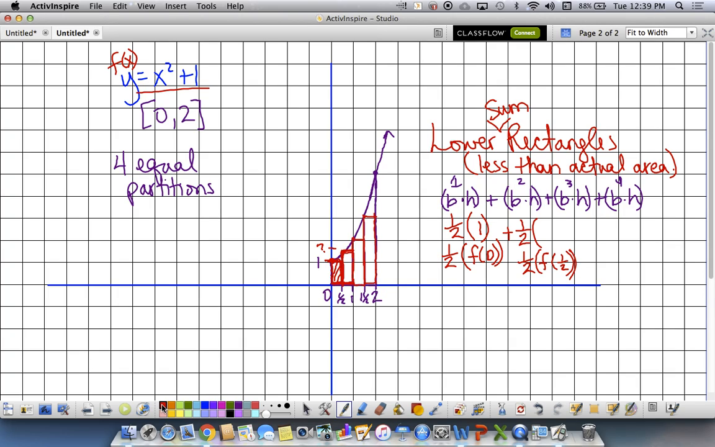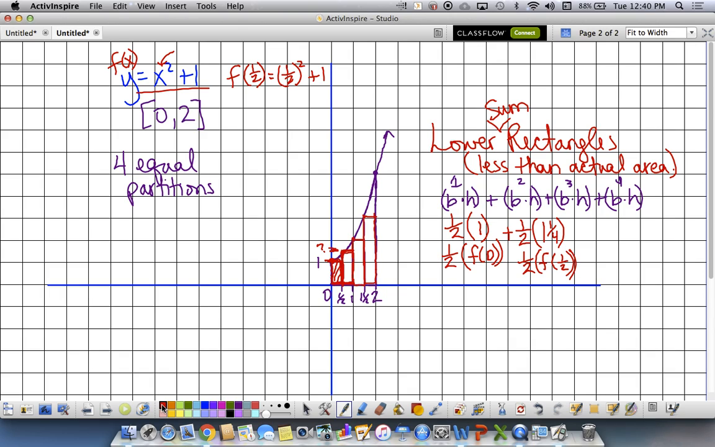Well, I'm plugging in right here into this x. What is f of 1/2? It's going to be 1/2 squared plus 1. What's 1/2 squared? I think it's 1/4 plus 1, which is 1 and 1/4. Or you could say 5/4 if you really want. But that is this height right here.